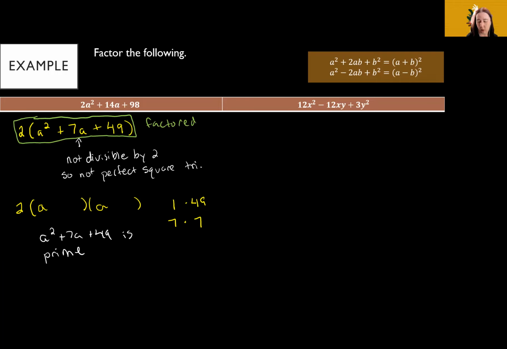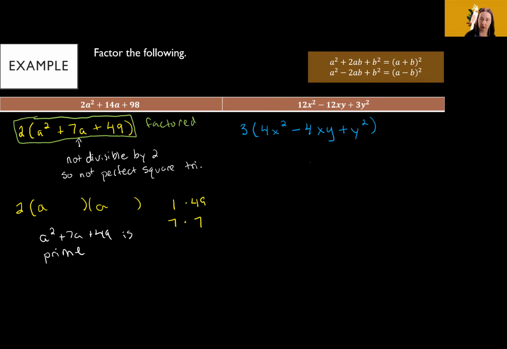So let's look at the second one here on the right. We've got 12x squared minus 12xy plus 3y squared. Again, I look to see if there's a greatest common factor that I can take out. I can divide all three parts by 3, so I can factor out a 3. 12 divided by 3 is 4, so that gives me 4x squared minus 4xy, and then plus, I divided by 3, so that gives me just y squared.